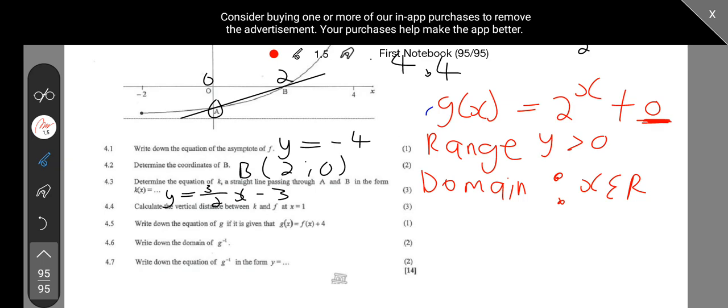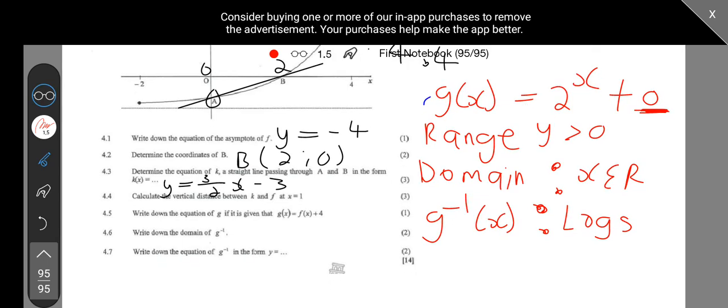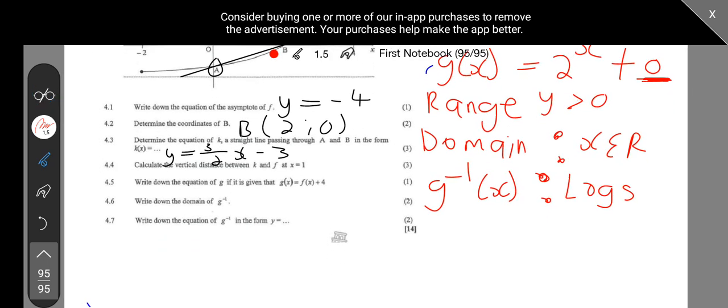So now we're talking about g of minus 1. I said this symbol stands for the inverse. So the inverse of an exponential function is the logarithm, and they are looking for the domain of the logarithm. The domain of the logarithm is equal to the range of the exponential.